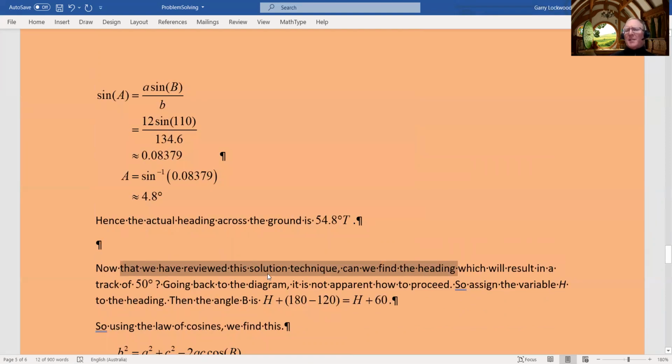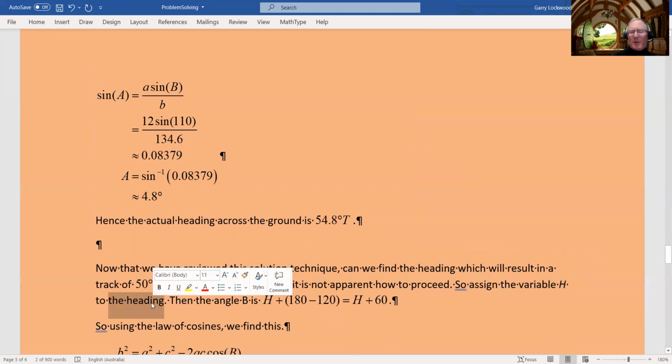We don't know H, we're trying to find that, and we want the track, which is the heading plus the angle A, to be equal to 50 degrees. And it's really not that clear on how we proceed with this. So again, we're going to use our technique of just giving something a name, and we'll try and calculate it. We'll try and develop the relationships and see what we get.